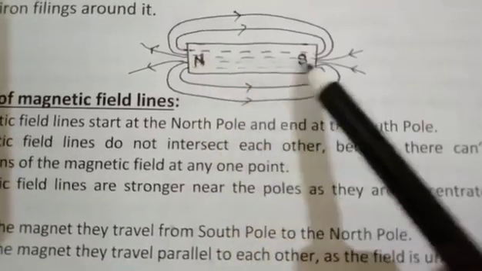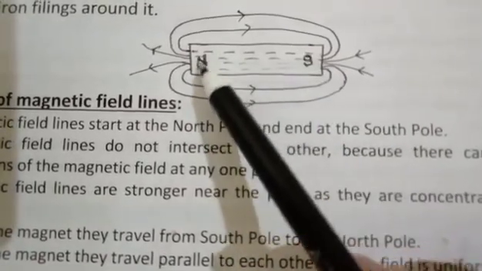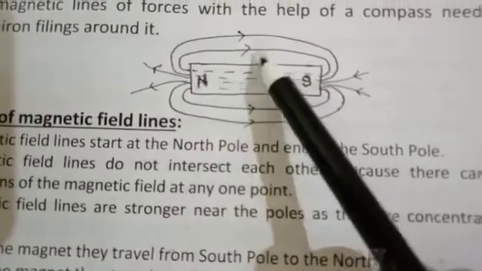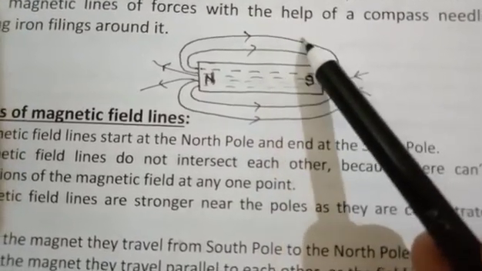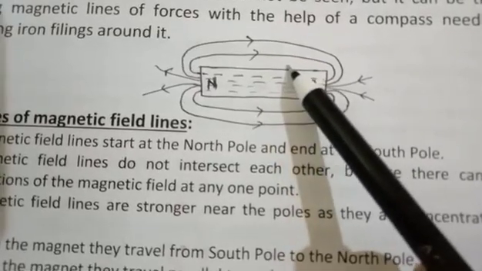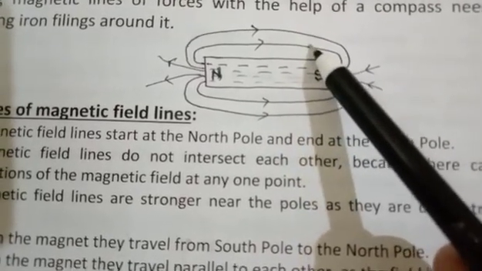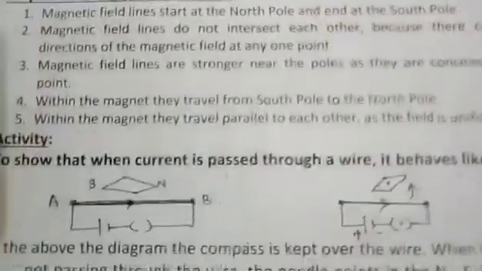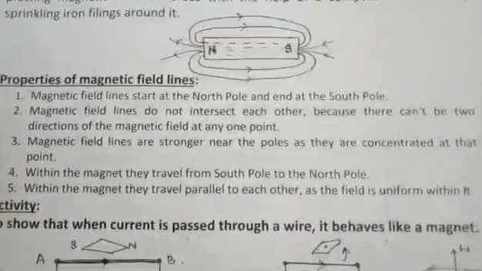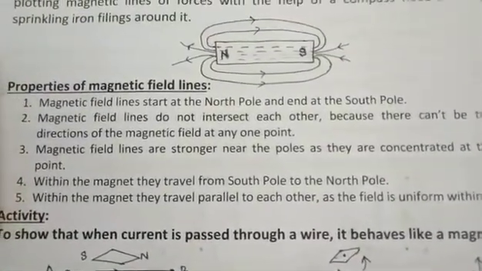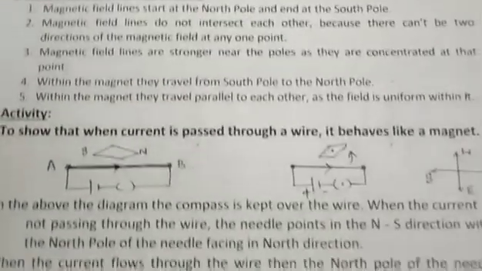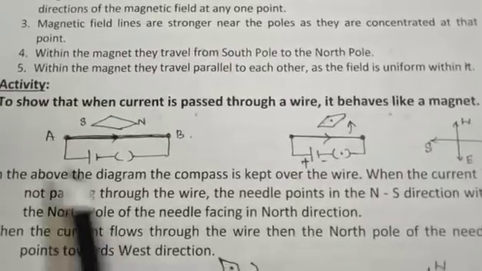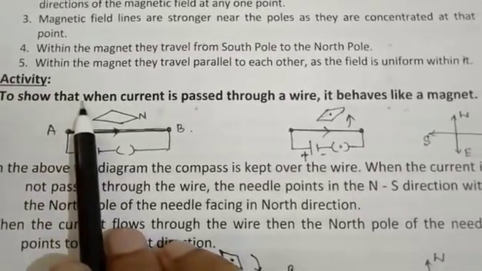And these lines are parallel because they represent uniform magnetic field. Outside the magnet, they will not intersect each other because at any one point we can only represent one magnetic field. So we can here have 5 properties of magnetic field which are very important from the point of view of your examination.